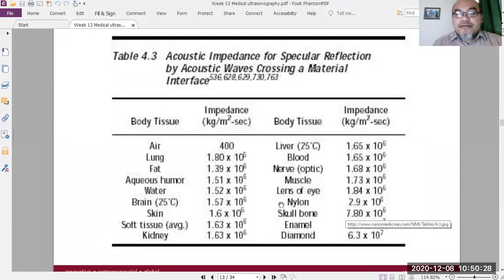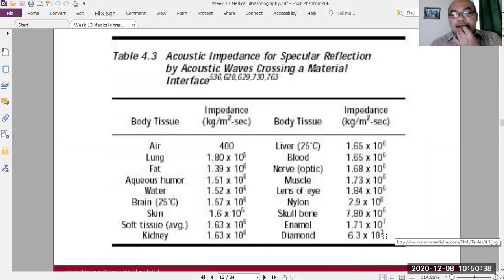It is about 1.65. Yeah, still quite a big value. However, it is less than the skull bone. Okay? And here, enamel and diamond, which represent some of the hardest materials, have the highest acoustical impedance. Why is it included as body tissue? Actually, diamond. Maybe do we have diamond inside our body? I'm not sure.